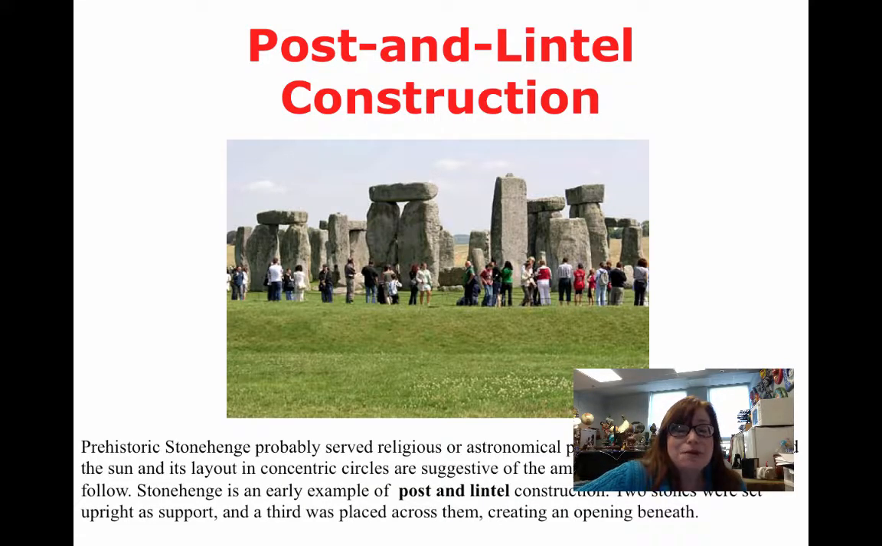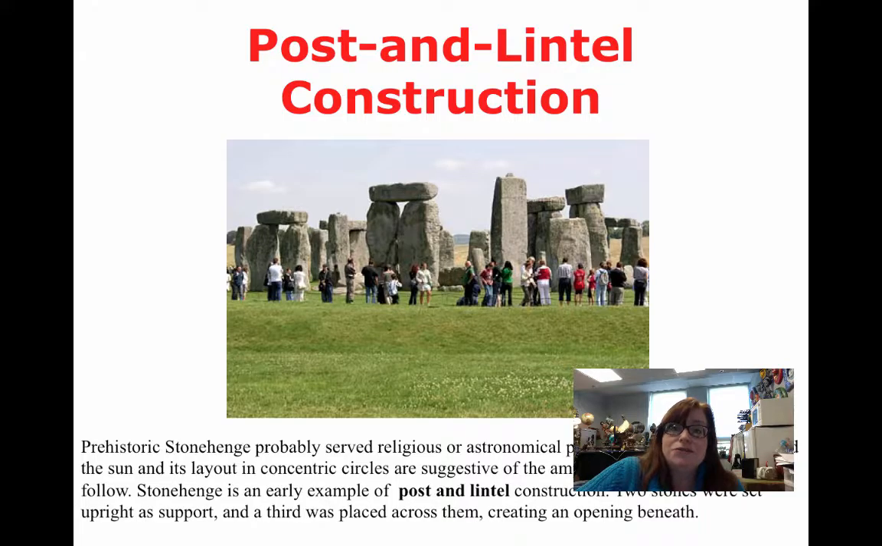And then post and lintel, after that, is probably the oldest of all construction types that we have. What you're looking at here is a photograph of Stonehenge, and we'll learn more about that in chapter 13. Stonehenge is one of those things that they still don't know all of the exact purposes of, except that it probably served religious or astronomical purposes.